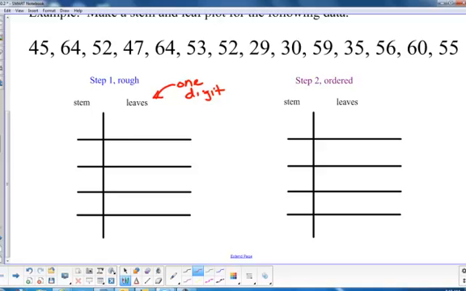Here it looks like our smallest number is 29 and our biggest number is in the 60s. So our stem is going to be 2, 3, 4, 5, and 6. And then this is a rough one, so I can literally just go in order. So I'm going to throw my 5 for 45, my 4 for 64, 2 for 52. I don't want to miss anything.